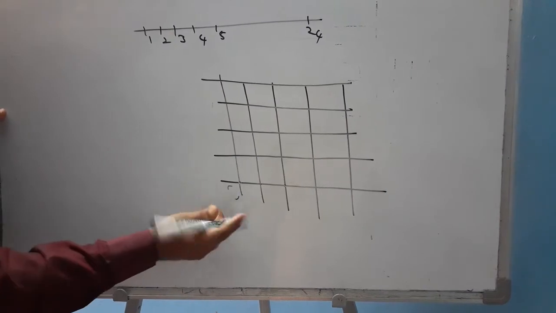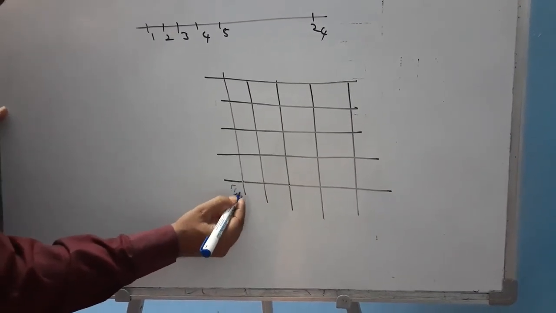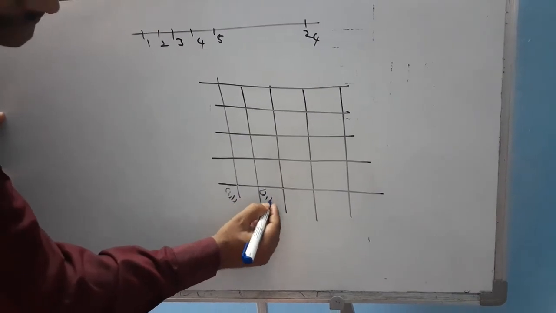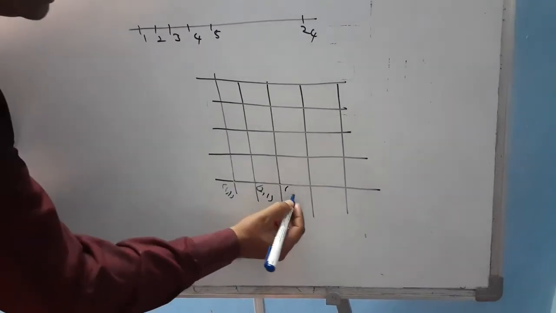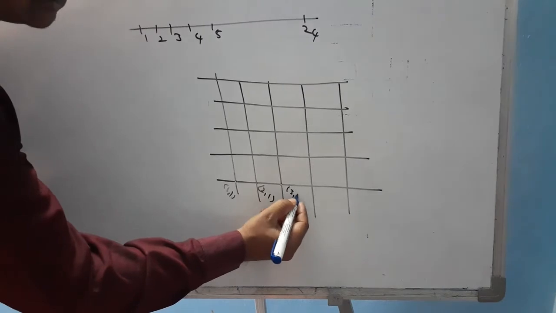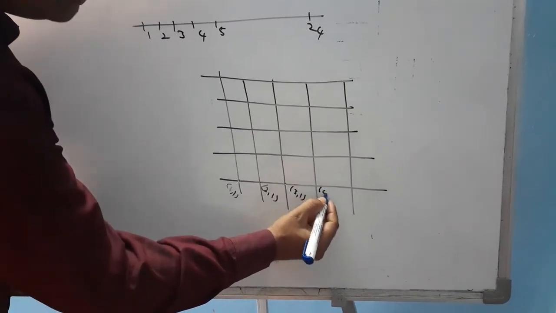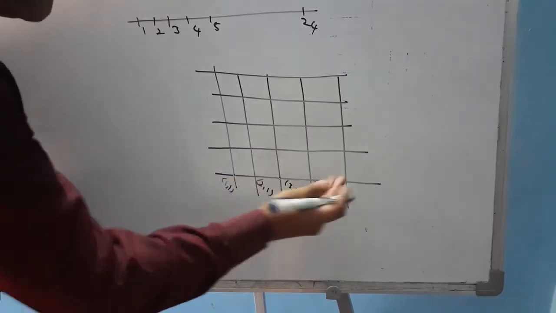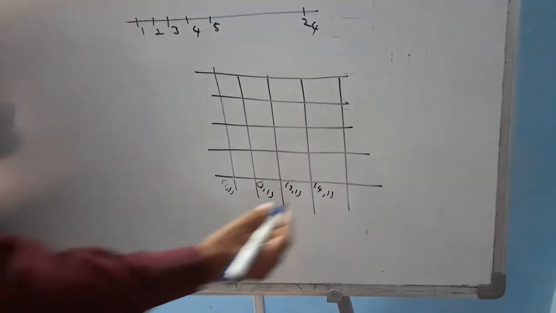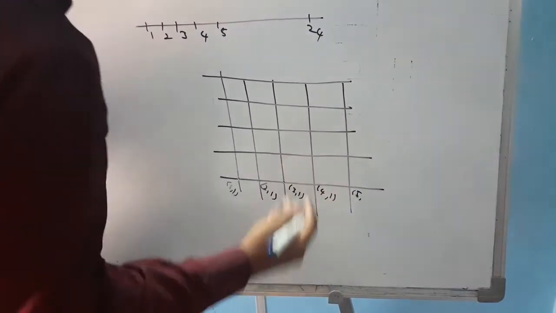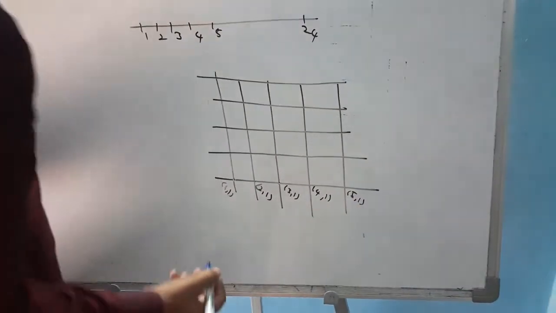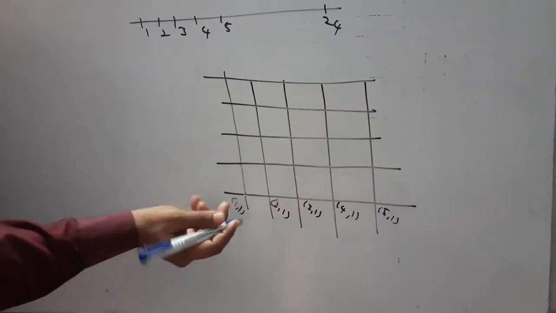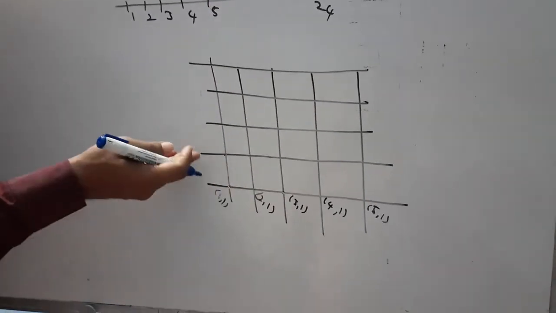So this is the first column and first row. This is the second column and first row. It is the third column, first row. It is the fourth column, 1, 2, 3, 4, fourth column and first row. This is the fifth column and first row. What about this student? This point is the first column and the second row.